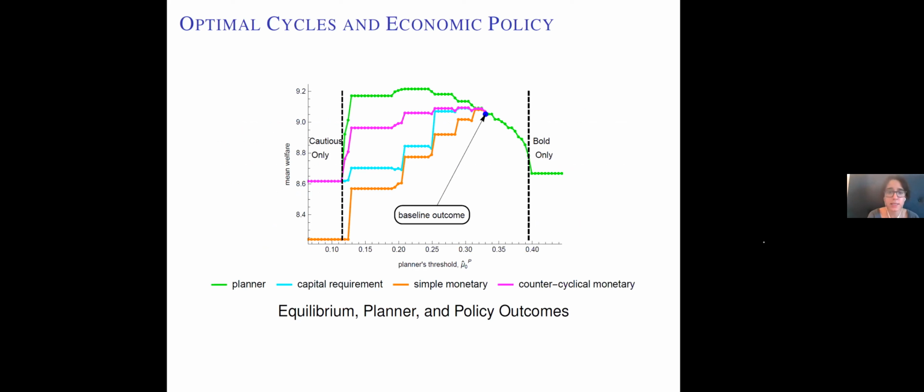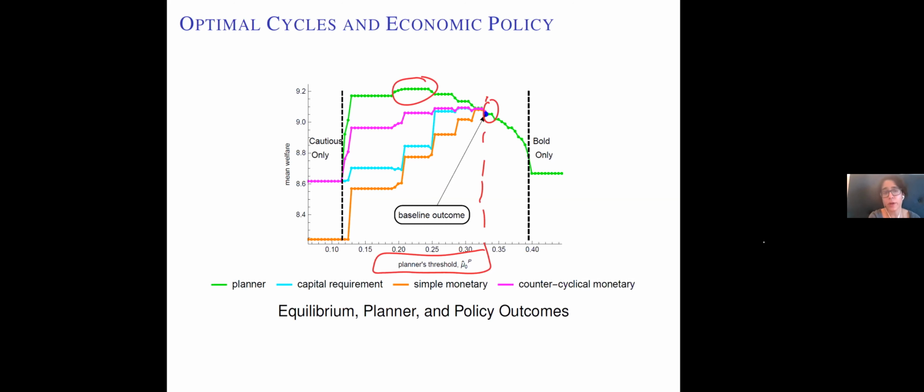So on the x-axis is the planner threshold that I talked about. This is the switching threshold that the planner would choose. This is the last slide. And on the y-axis is the mean welfare associated with the planner, equilibrium, and the three policies. The equilibrium is the blue line. So you can see that the threshold that equilibrium chooses for these parameters is between 0.3 and 0.35. The green line is the welfare of the planner if he chooses different thresholds. You can see that the planner wants the threshold to be lower. This is where it's maximized, okay?